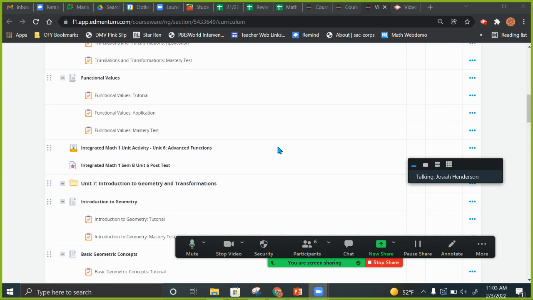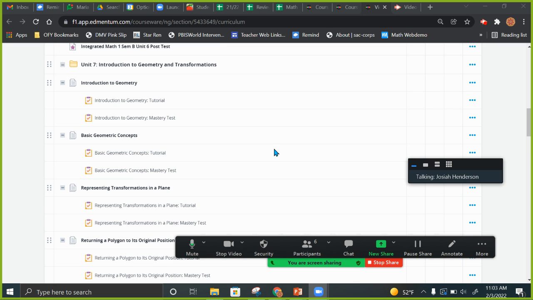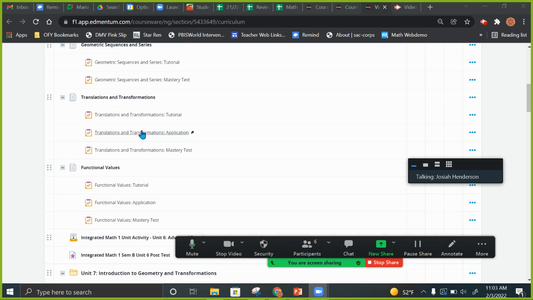Okay, so here's the curriculum. We're almost done with this unit. We're going to be finished and testing on it next week. We're doing this one here, translations and transformations. And after this is functional values. We'll get to that on Monday.